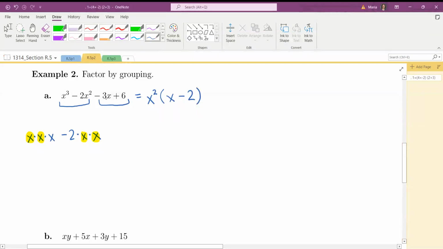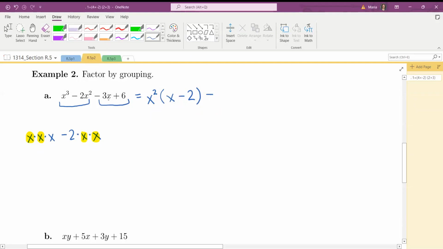So now we're going to concentrate on negative 3x plus 6. We're going to totally ignore the x cubed minus 2x squared. So cover up x cubed minus 2x squared if you need to, and concentrate solely on negative 3x plus 6. Negative 3x plus 6 is in standard form. I've got x to the first power, and then the 6 has no x's. The number is negative, so I need to take out a negative number.